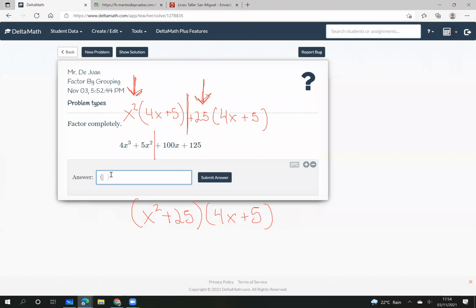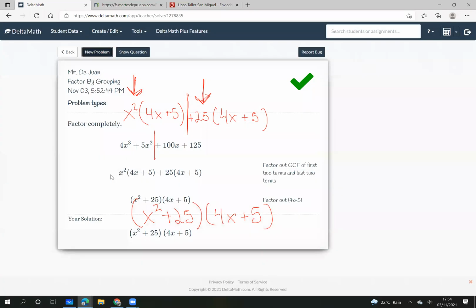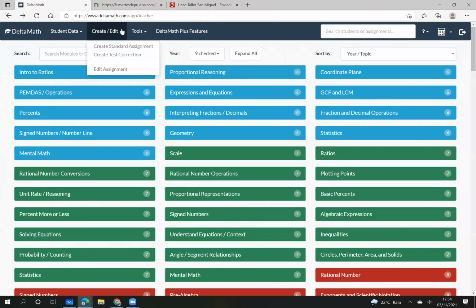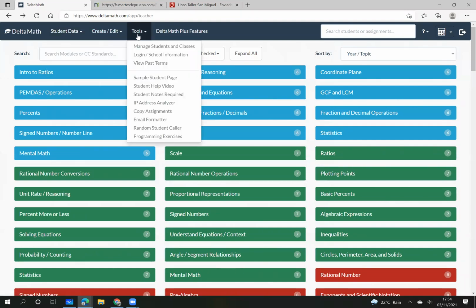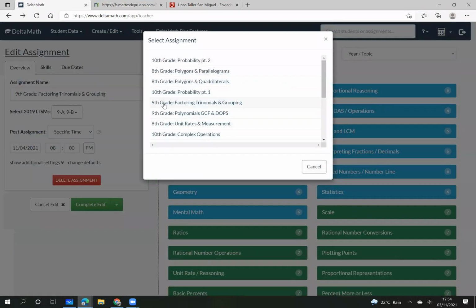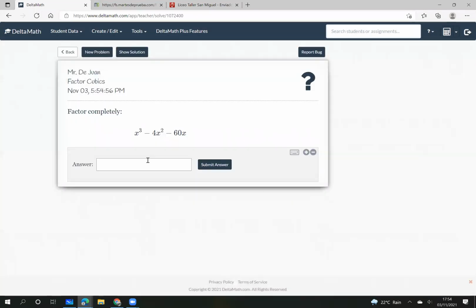Entonces tengo x cuadrado más 25 con 4x más 5. ¿Ok? A ver, eso sí. Listo. Esto es factoring by grouping. Ay, no. Dame un segundo. Es que acabo de hacer un error. Bueno, a ver. Ya hemos hecho este. La última.